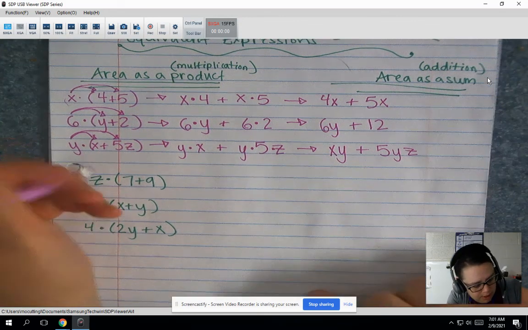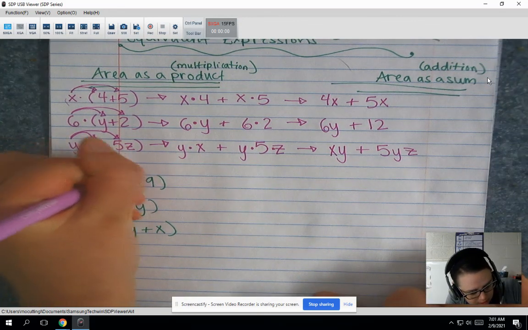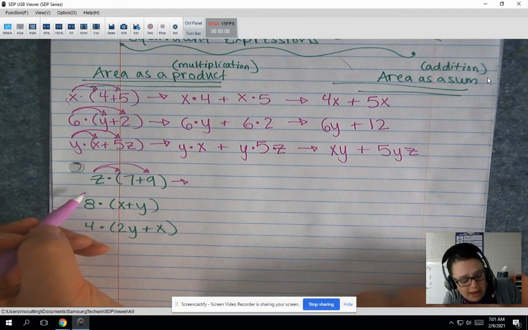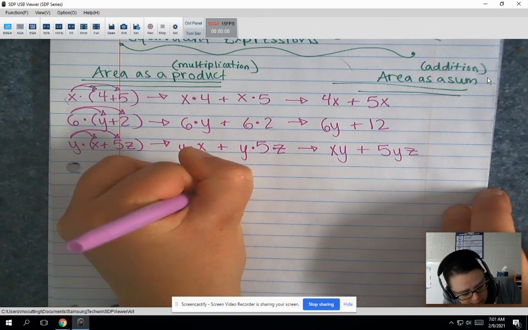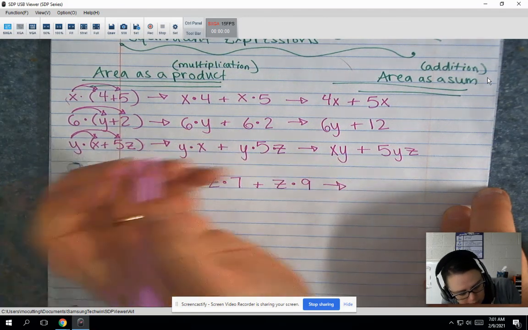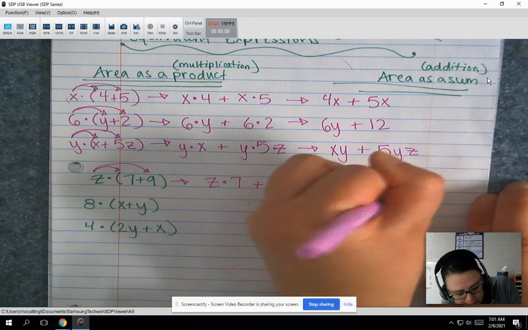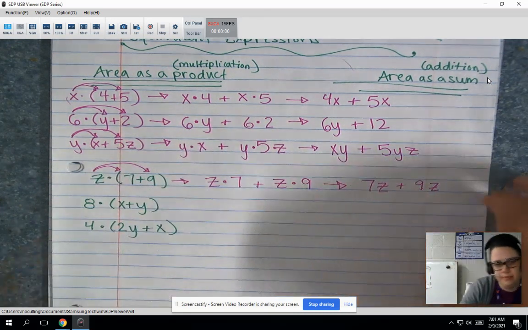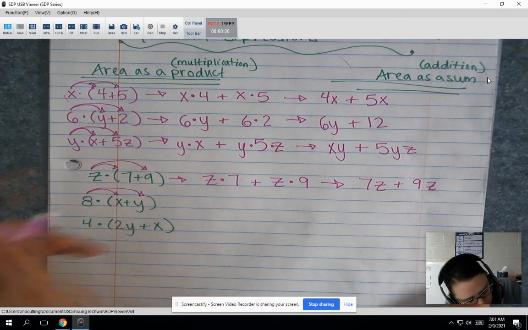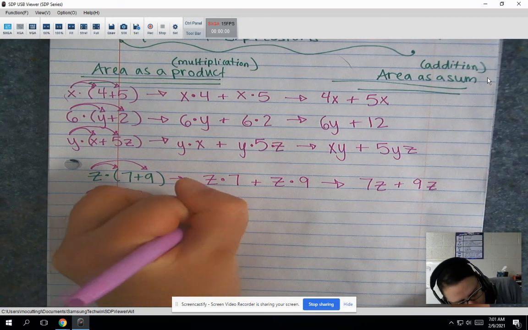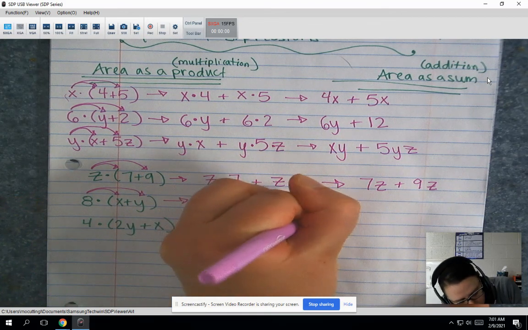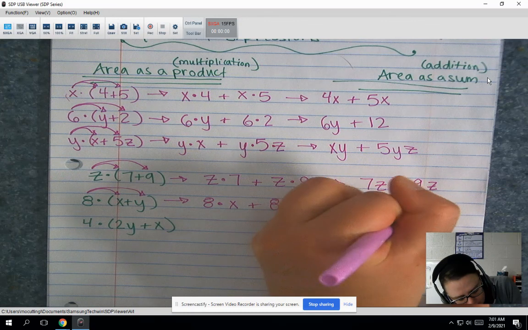I'm switching colors. I'm not exactly sure why. Okay, so distributive property says I can break this out of its parentheses jail. This is z times 7 plus z times 9, which is 7z plus 9z. This one, I'm passing out the 8 with the times sign. That gives me 8 times x plus 8 times y, which is 8x plus 8y.